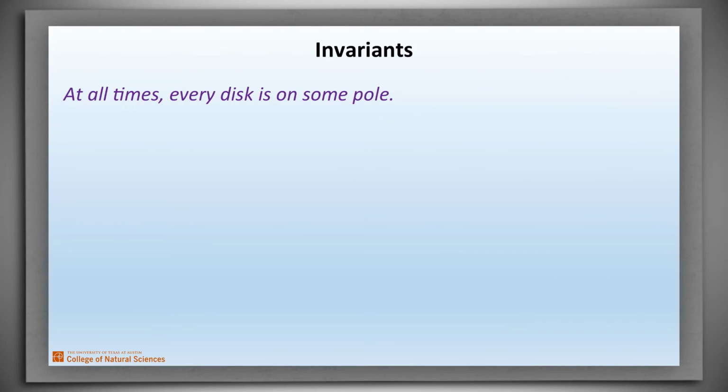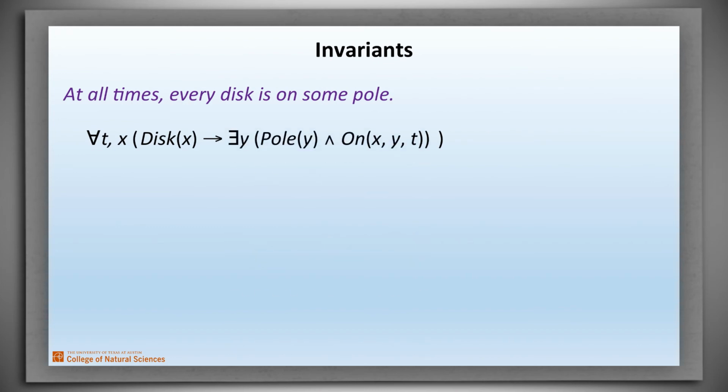Let's encode those two things. Let's first say that at all times, every disk is on some pole. In other words, none are on the air or on the ground. How shall we start? Well, we know that we want to make a universal claim about times and disks. So let's write that. For all times and for all x. The claim only applies to disks. Other things don't have to be on poles. So we need a guard, which we can write by saying that being a disk implies something. Finally, we have to say what must be true of any disk. Well, there has to be a pole that it's on. So we write that.